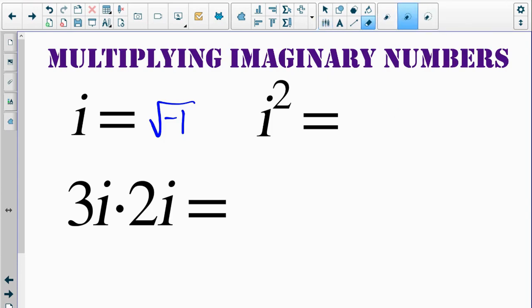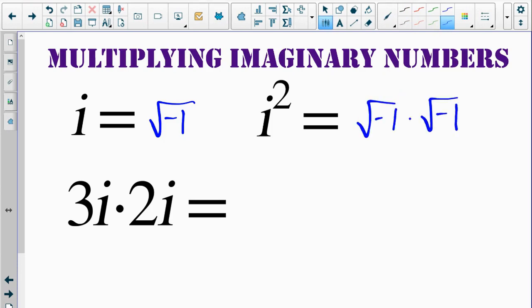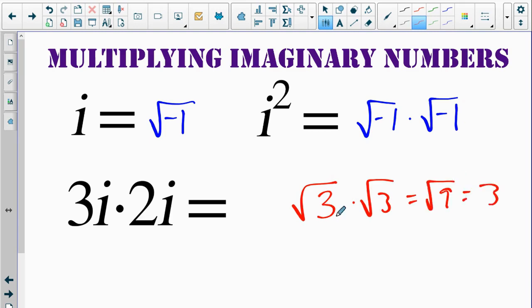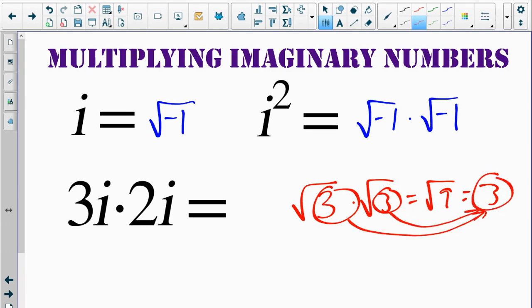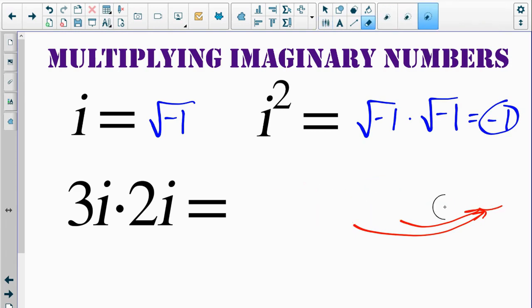If I were to take i squared and write it out as i times i, in other words, the square root of -1 times the square root of -1, I would be reminded that just like when I multiply the square root of 3 times the square root of 3, I get the square root of 9, which is 3. Again, I get the number in the radicand as my solution when I multiply it by itself. So the square root of -1 times the square root of -1 is just -1. All right, so there's a little rationale for why i squared equals -1.